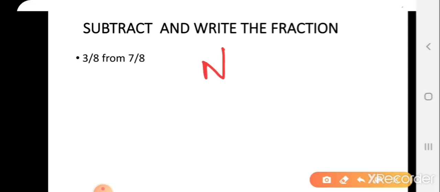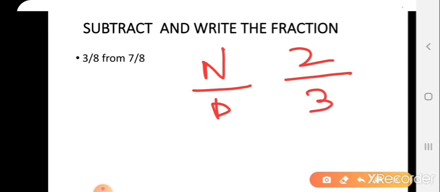First of all, let me tell you what is fraction. Fraction is a number with numerator and denominator. For example, 2 by 3. It is a fraction. Here 2 is numerator and 3 is denominator.